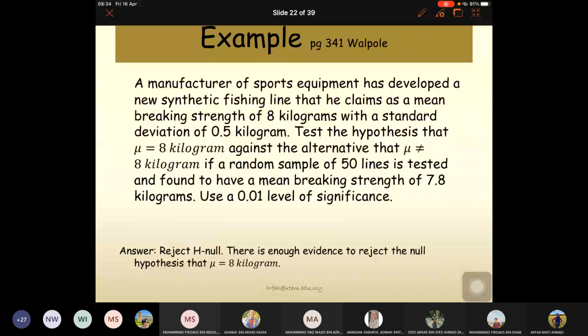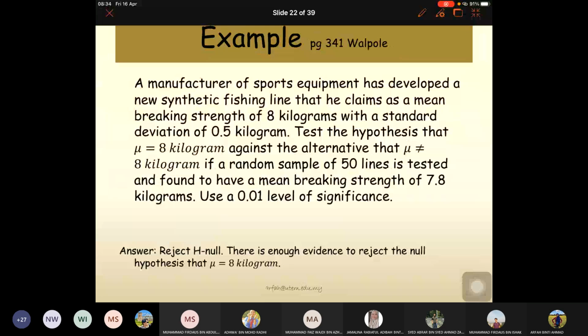So take a look at the information given in here. Dia develop a new synthetic fishing line dan dia kata mean breaking strength adalah 8 kg with a standard deviation of 0.5. Okay, so this is what they claim. So this is your hypothesis statement. So dia dah bagi pun H0 dan juga H1.